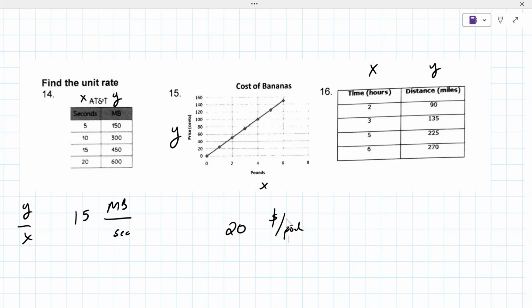Okay, last one here. 2 for 90. 2 divided by 90. So 45 miles for 1 hour. So 45 miles per hour.